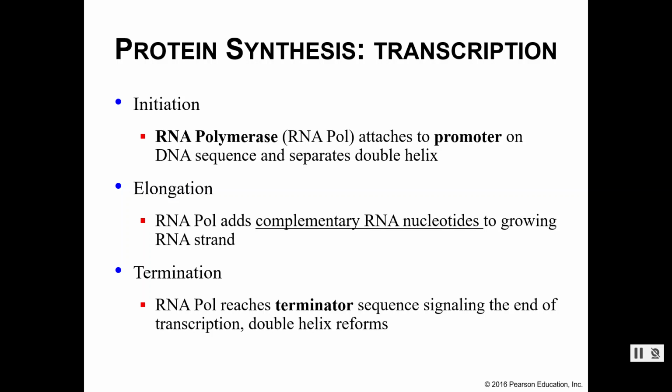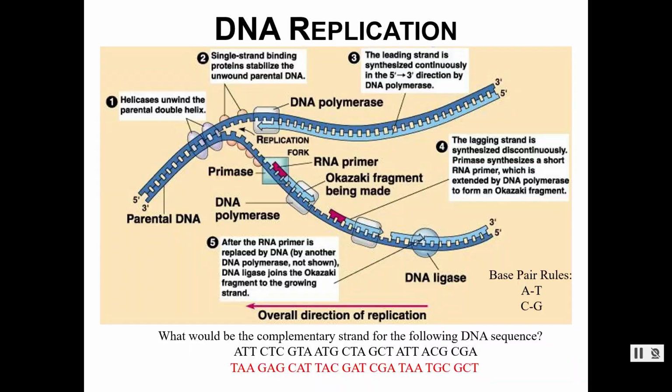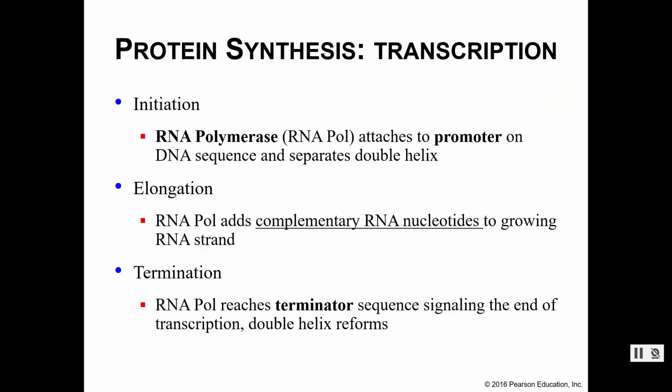Then we move to elongation. We start reading those DNA instructions and we start copying them down as RNA instructions. So RNA polymerase starts to add complementary RNA nucleotides to the growing strand. Now, what's the difference between DNA nucleotides and RNA nucleotides? Well, those base pairs we just talked about. Remember, we said A's and T's, G's and C's. RNA is a little bit different. RNA does not have thymine. It has no T's. Instead, it has a uracil. It has a U.